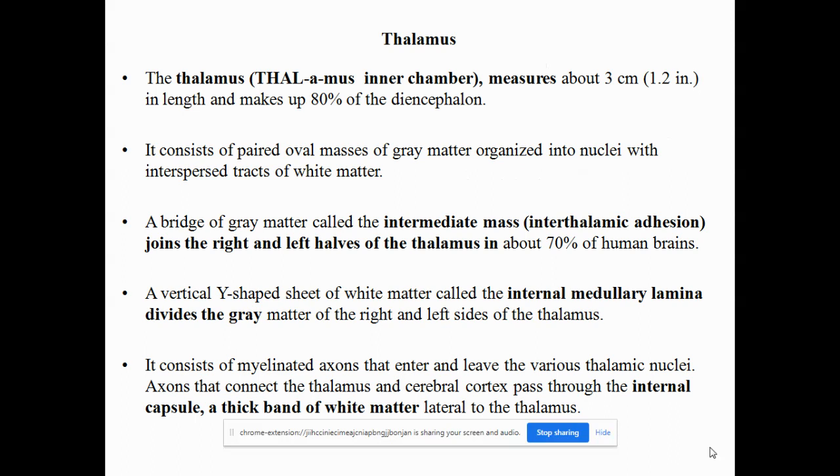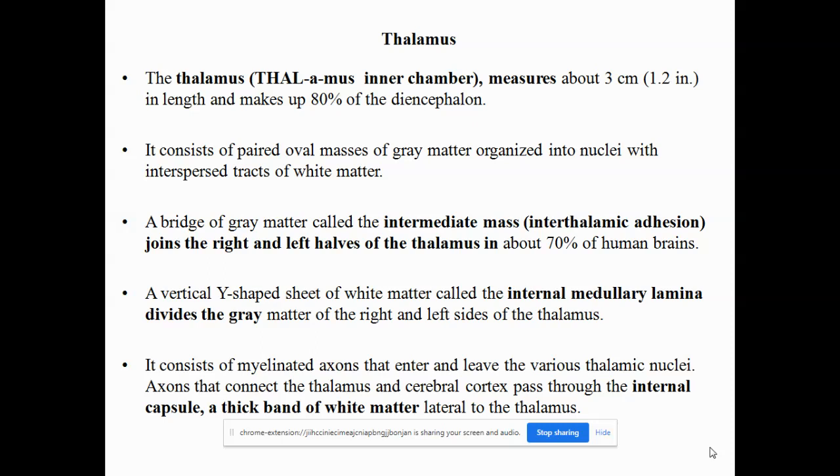So, what is the thalamus? The thalamus is called the inner chamber and it measures about 3 centimeters in length and makes up 80% of the diencephalon. So, 80% of the diencephalon is made up of thalamus. It consists of paired oval masses of gray matter. So, what does it contain? It contains gray matter in pairs organized into nuclei with interspersed tracts of white matter.